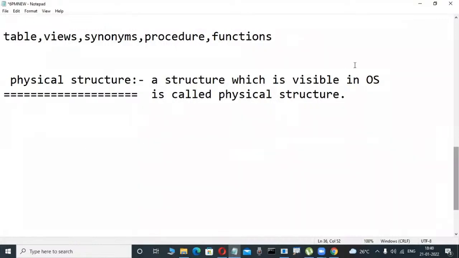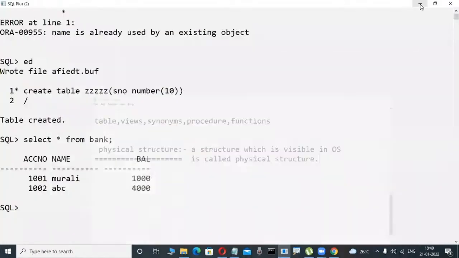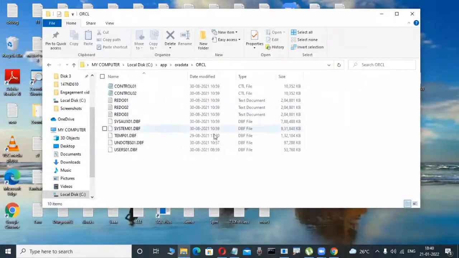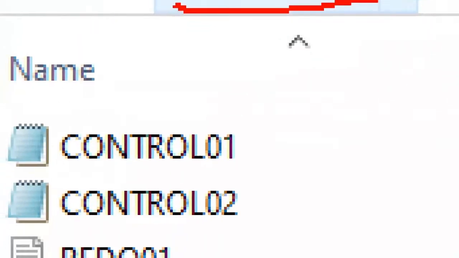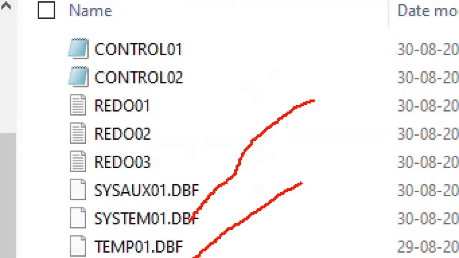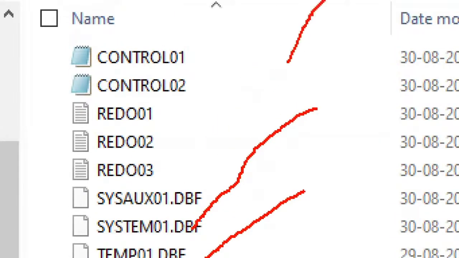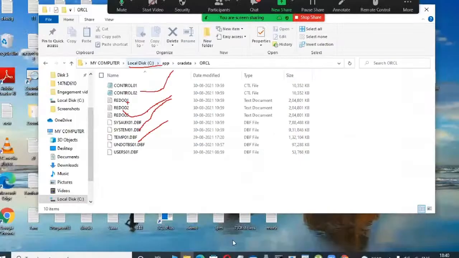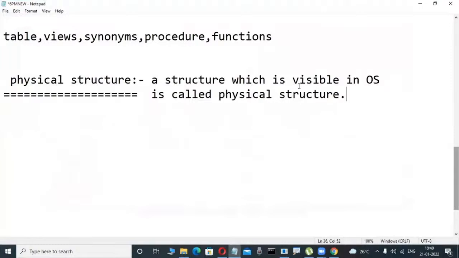Whenever I install Oracle software, some files are created on the disk, in the C drive or D drive. These are data files, .dbf files, control files and redo log files. Later you will be familiar with them. That's why it is a structure which is visible in the operating system, and that is called the physical structure.